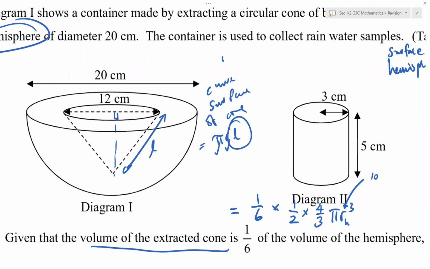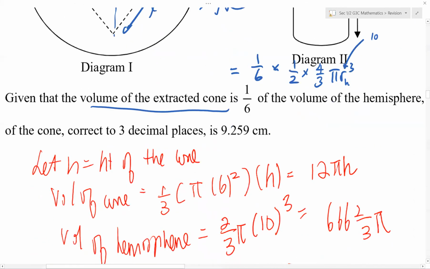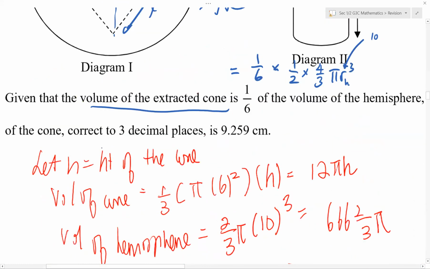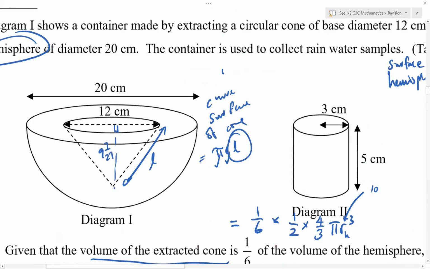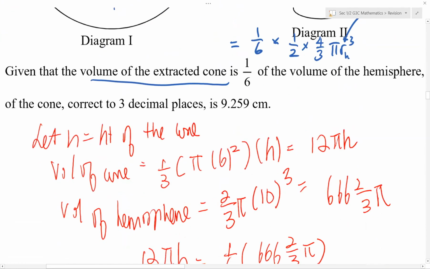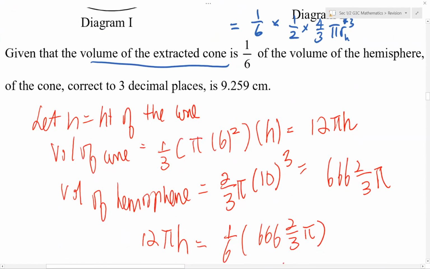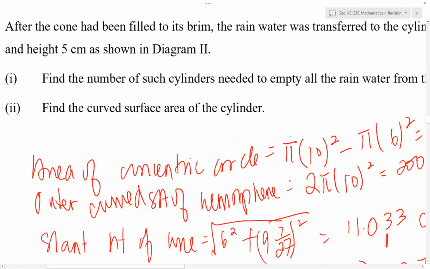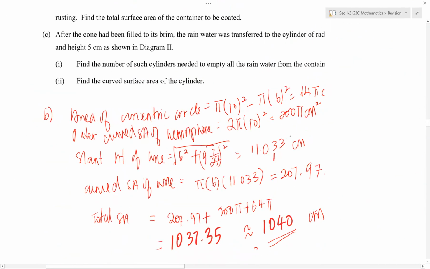Once you have that, with the height, what was the height? 9 and 7 over 27. With that height, we can find the hypotenuse. Okay, using our Pythagoras theorem again. Substitute in, multiply the three numbers, get curved surface area of cone. Okay, so approximately 1040 square centimeters.